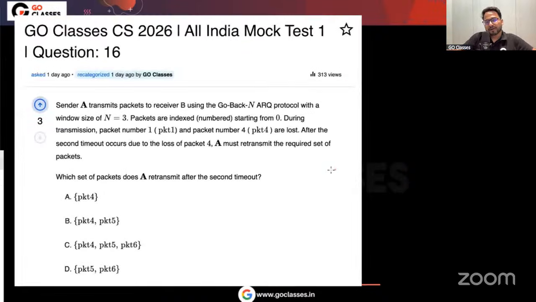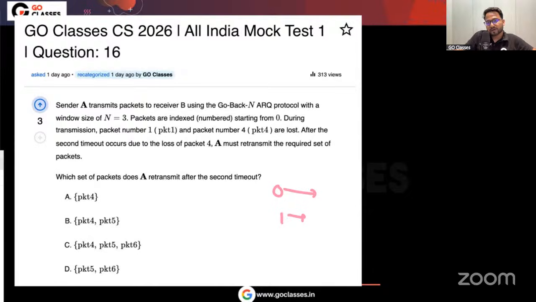Again, this was related to Go-Back-N, and here this is saying that if you are transmitting, the window size is again 3. During the transmission, the packet numbering starts from 0, and they are saying packet number 1 and packet number 4 are lost. So basically you transfer 0, 1 and 2, and then obviously you will be transferring 3, right?